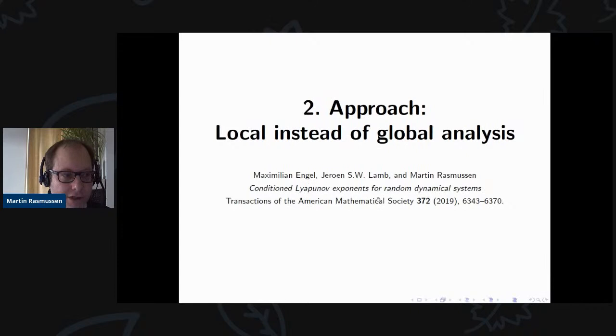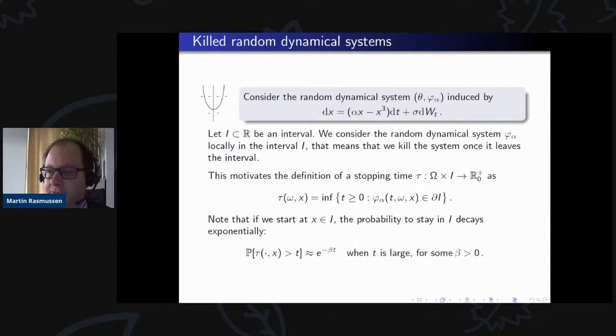And so the idea is that we localize our random dynamical system. So we are only interested in what happens in a certain region of our random dynamical system. So we fix an interval, and we are only interested in the dynamical systems on this interval I, meaning that if our random dynamical system leaves this interval, we kill the dynamical system, and we are no longer interested in that.